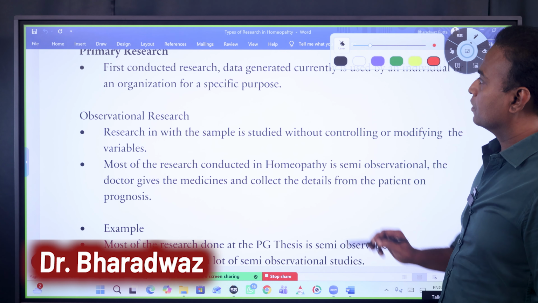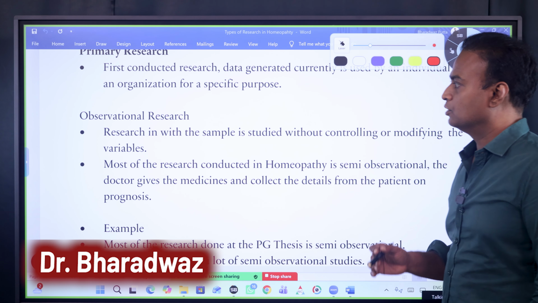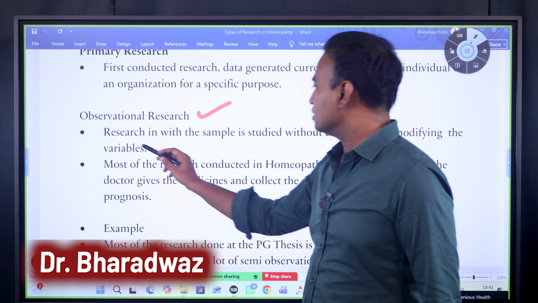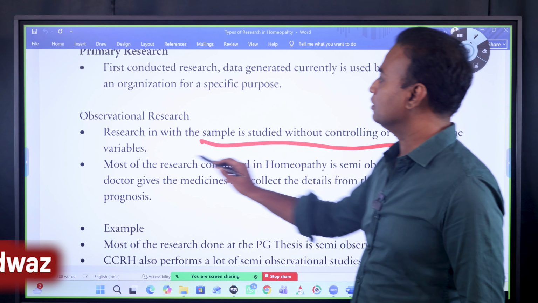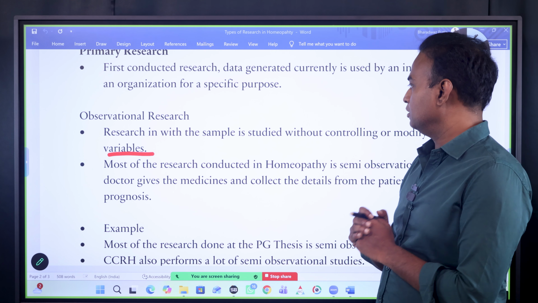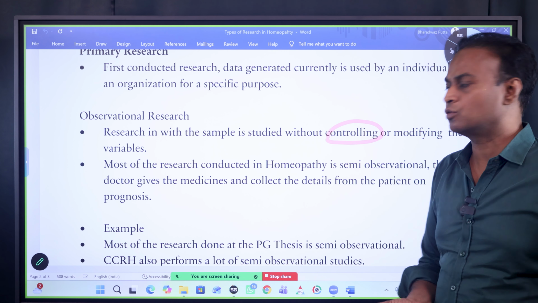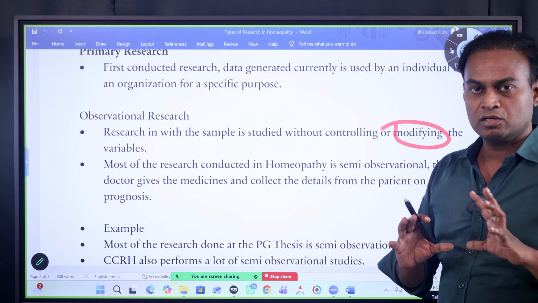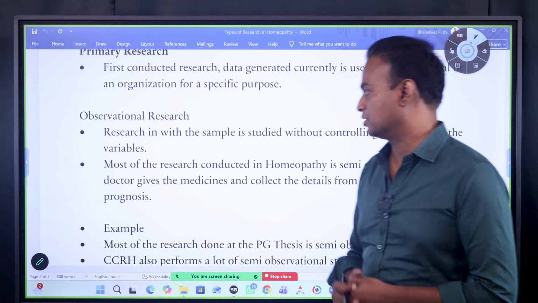You can see the primary research is again classified, or there are several types of primary research. First one is observational research. What is observational research? The research in which the sample is studied without controlling or modifying the variables. There is a sample, right? The sample is studied without controlling. You are not having any control on the sample or modifying the variables. You are not modifying any parameters of that particular sample. That is known as observational research.